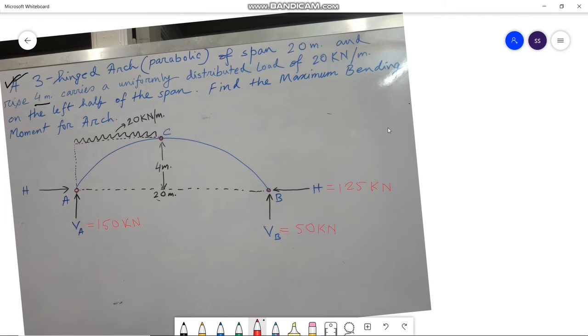Now we are taking a section XX, which is situated at X distance from point A, that is from the left hand support, and its height is Y.